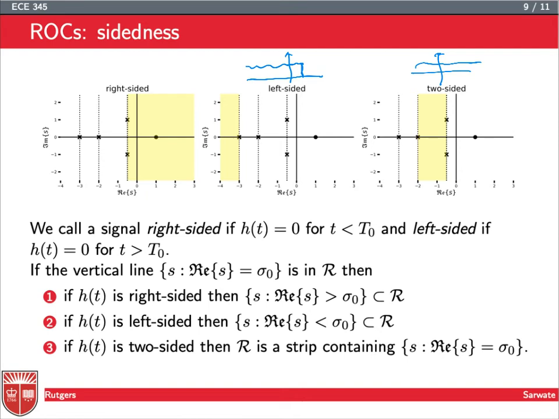So if a signal is right-sided and the ROC contains, say, sigma 0, then the entire plane to the right of sigma 0 is contained in the ROC. And similarly, if it's left-sided and it contains sigma 0, so here, for example, if sigma 0 is here, then we know this entire region must be in the ROC. So this is the plane to the left of sigma 0. And if h of t is two-sided, then we just know that if this is sigma 0, it contains this strip. The strip contains this line, and it's two-sided, so it's bounded by some poles on either side.